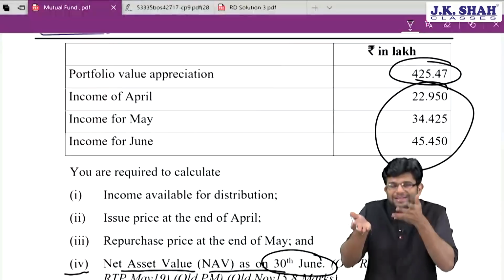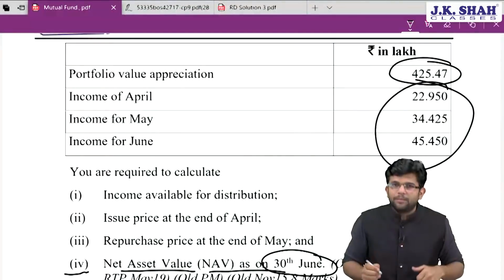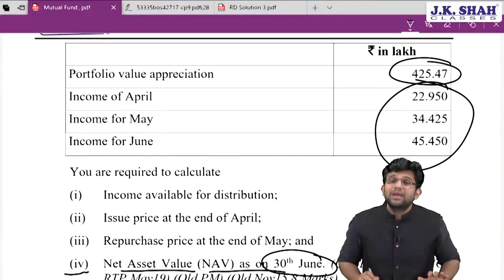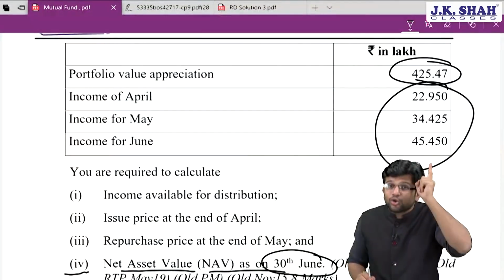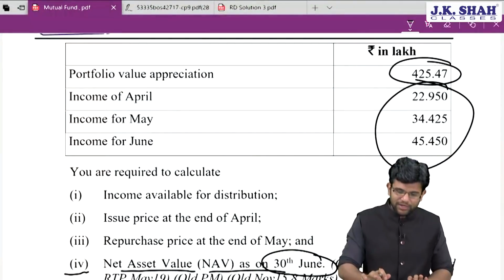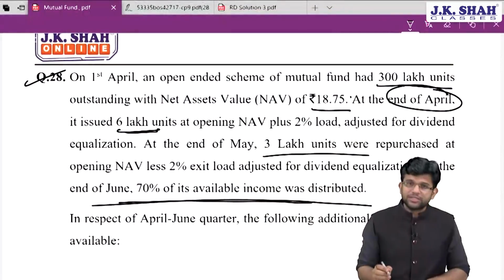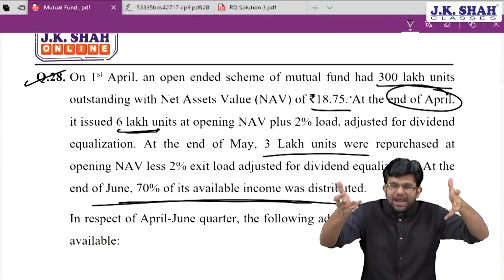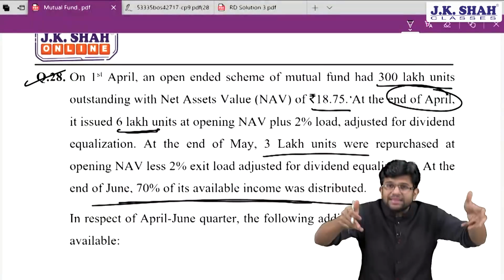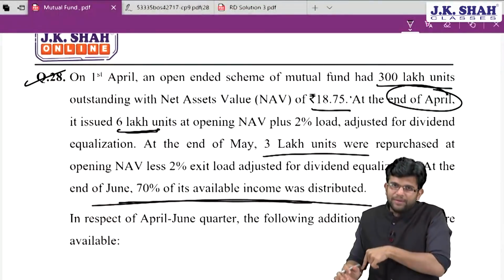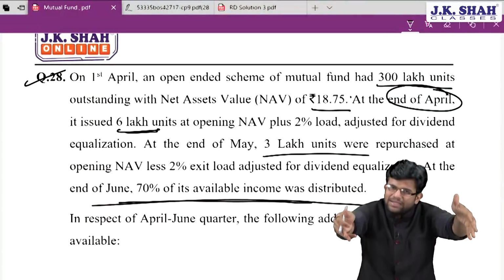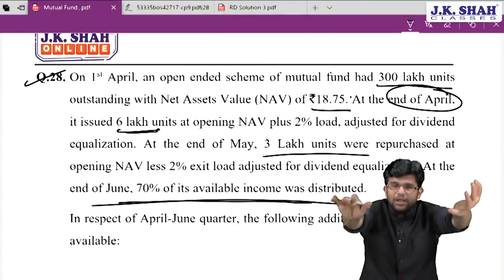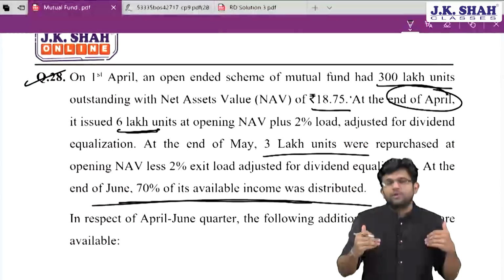So first we'll obviously add these incomes and then the 70% will get distributed, reduced from your portfolio, correct? So I'll again repeat, understand the chronology. First of all, students, do you realize that your original mutual fund has a value of 300 lakhs into 18.75, correct? In that, you will be earning income of April, correct? After income of April, you will be issuing new units at some rate which we have already calculated at the end of April. That will also add to your fund value.